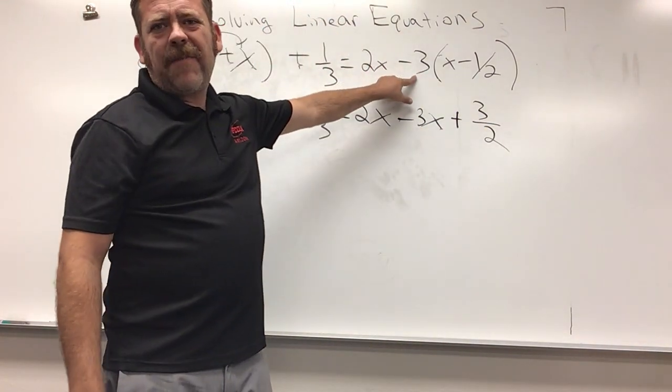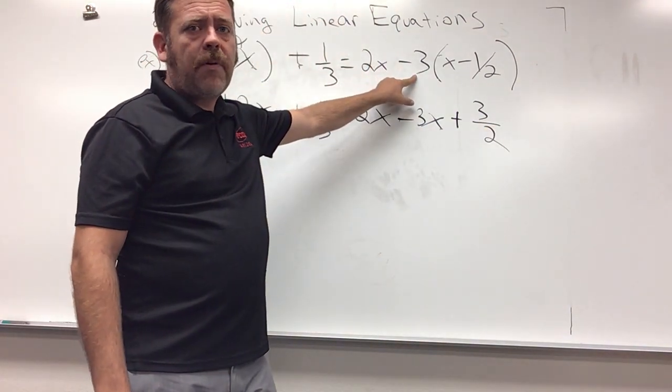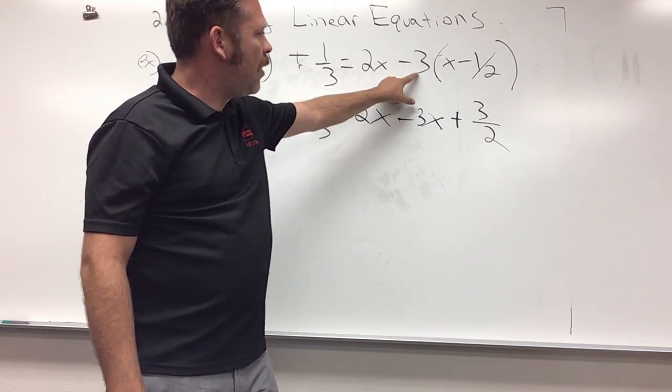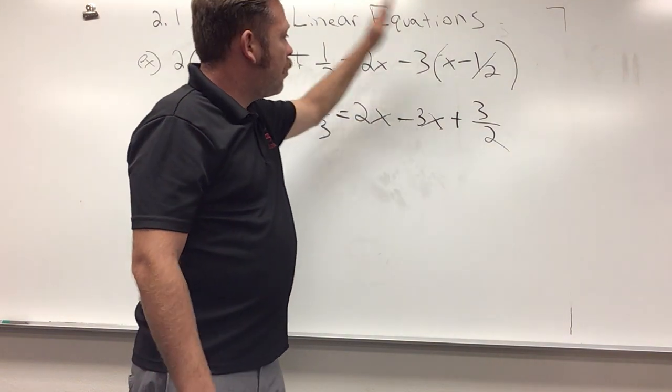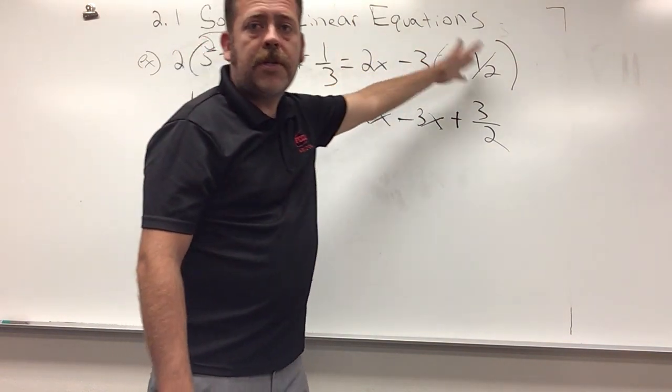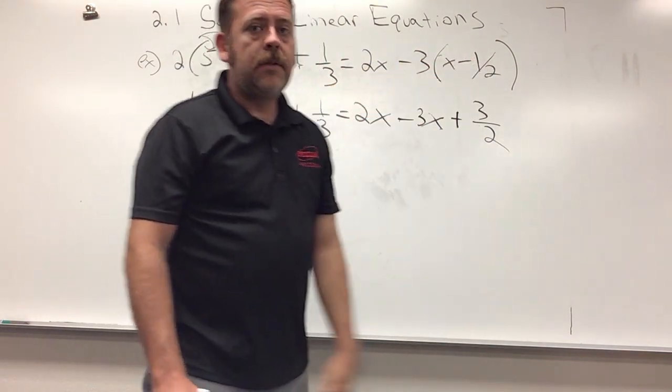The denominator for this 3 would actually be a 1, but we don't really write when something's over 1. So it would be 1 times 2. You would get the 2 on the bottom. So when you multiply fractions, it's top times top, bottom times bottom.